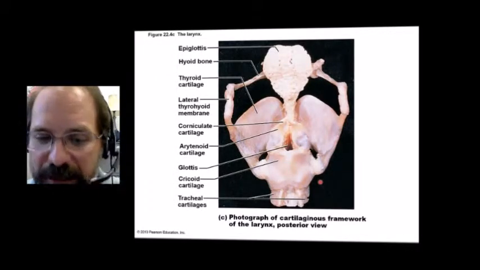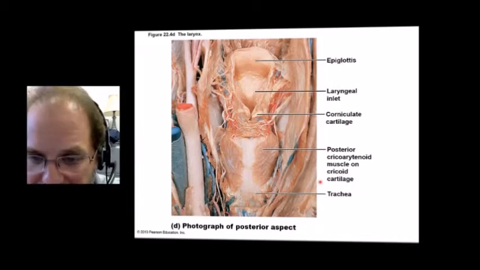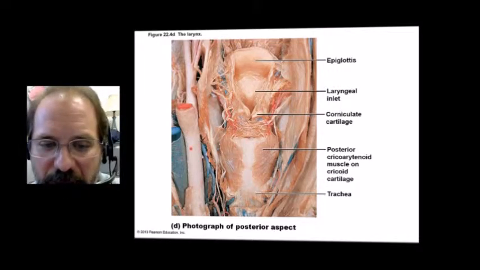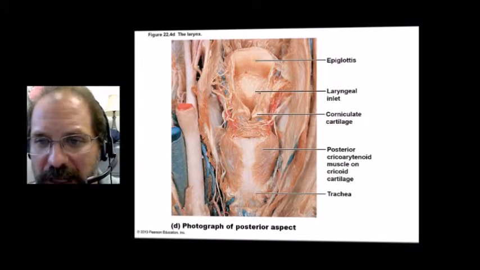Here's a dissected trachea showing you the same thing, so you can look at that. I'm not going to talk about that one. Again, this is a dissected trachea, but still in the context of the neck, and we can see the carotid artery and the jugular veins over here. This is the glottis, and this is the epiglottis above it. That would be the base of the tongue right there.